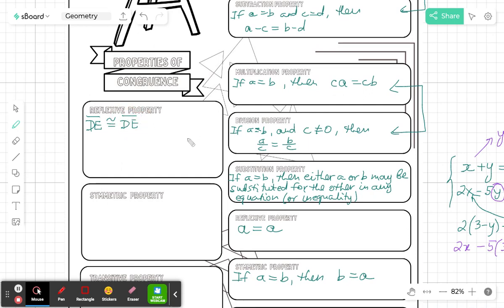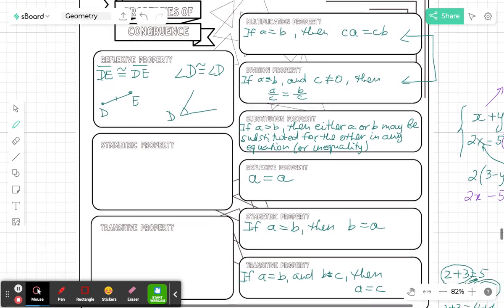to itself. And then the second thing that I can say, if I have, for example, an angle D, then it's going to be congruent to angle D, to itself. Right? So if I have a segment DE here, it's congruent to itself. And then if I have angle D, same thing, it's congruent to itself. So that is your reflexive property.